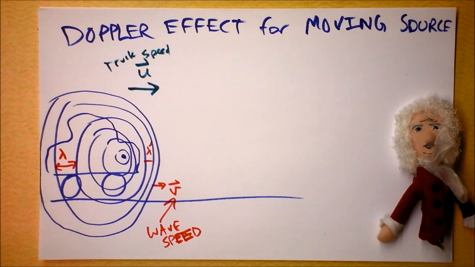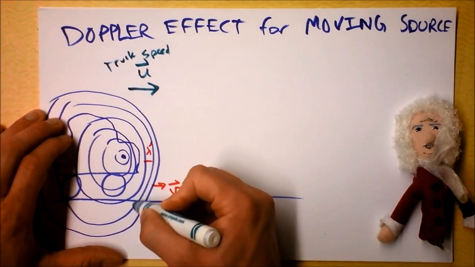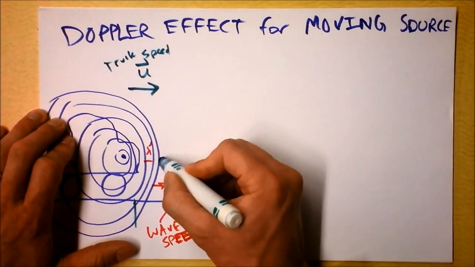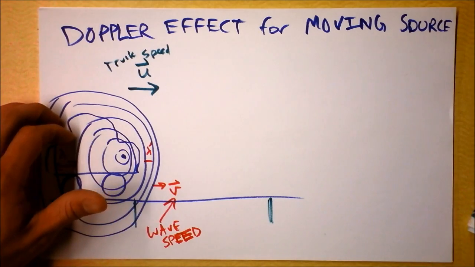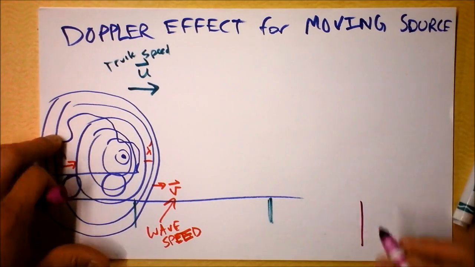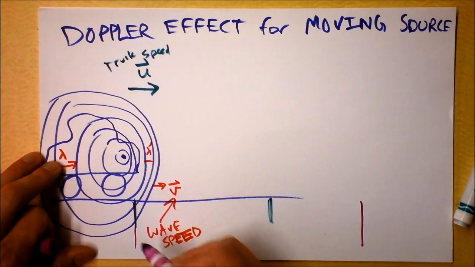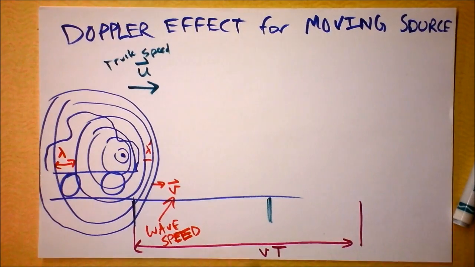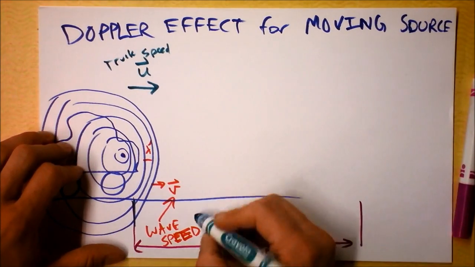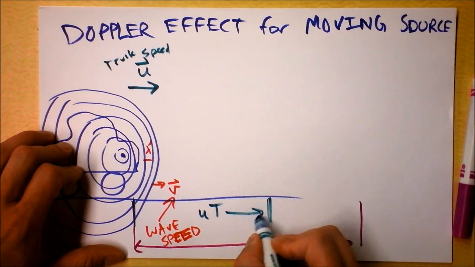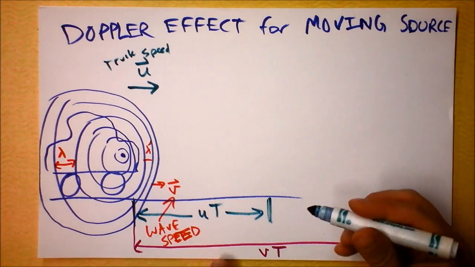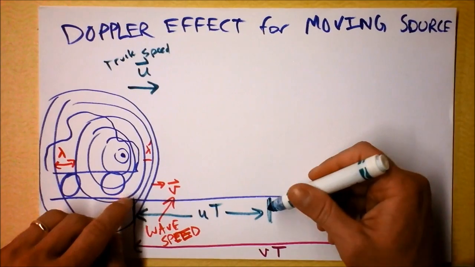So let's figure out how far the truck moves during some amount of time. During some amount of time, the truck goes from right here to, let's say, right here, and the wave goes from right here to right here. All right, and the distance the wave goes is v times that amount of time t, and the distance that the truck goes is u times that amount of time t. So the wave has gone further than the truck has.